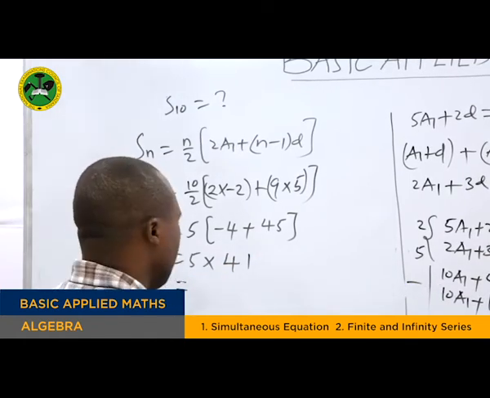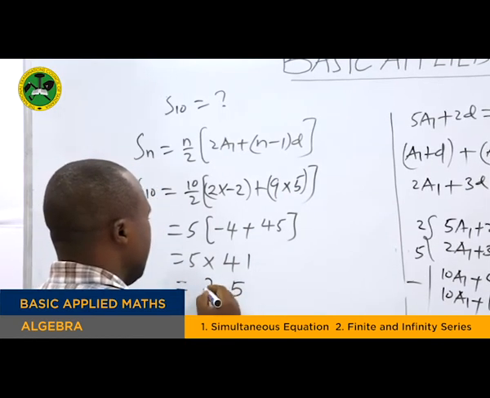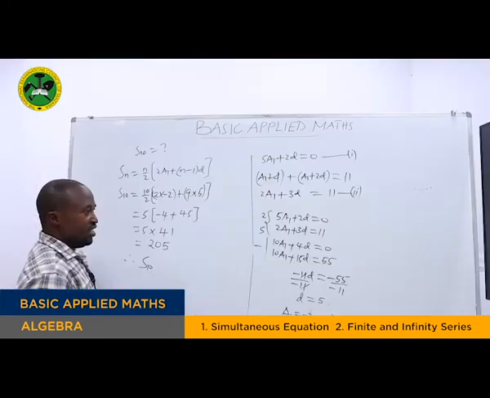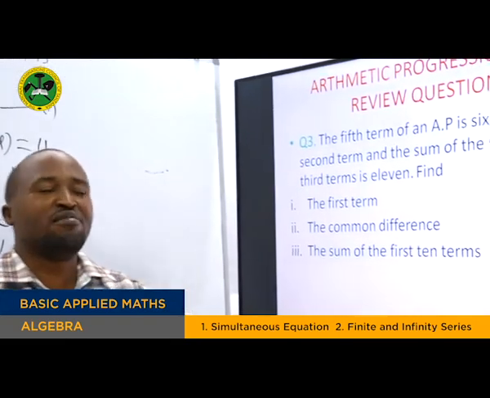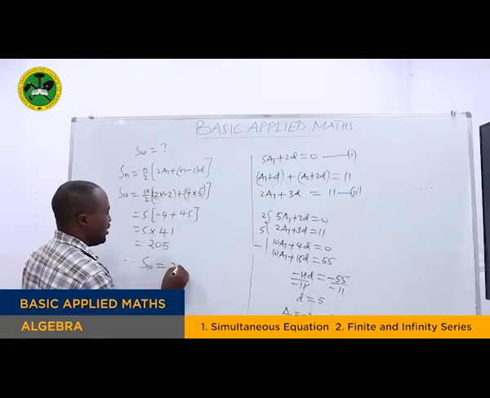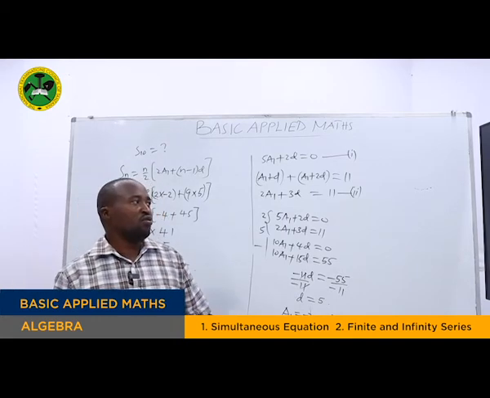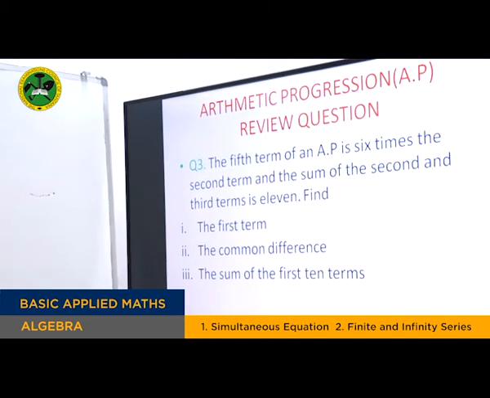That will be 5 times 41, which is 205. Therefore, S of 10, the sum of the first 10 terms, will be equal to 205. My dear student, that is how to do such a review question concerning arithmetic progression.